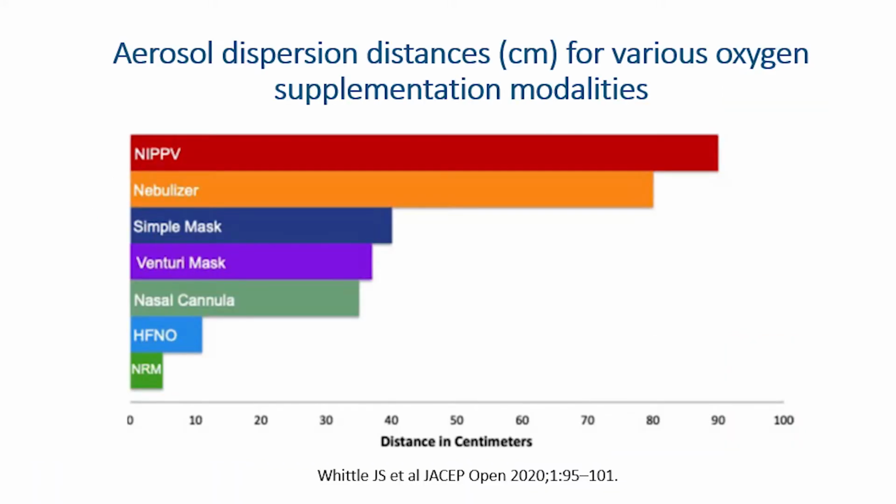This slide shows the aerosol dispersion distances in various devices. You will see the shorter distance observed in the high-flow nasal cannula and non-rebreathing mask. The highest is found in NIV. So if you do not intubate early, you may use the high-flow nasal cannula. I do not recommend using NIV for this patient.